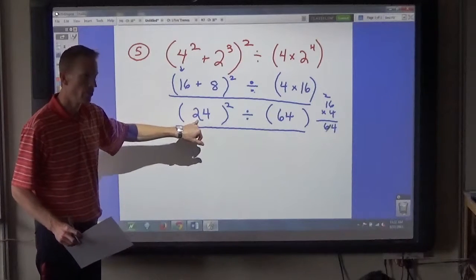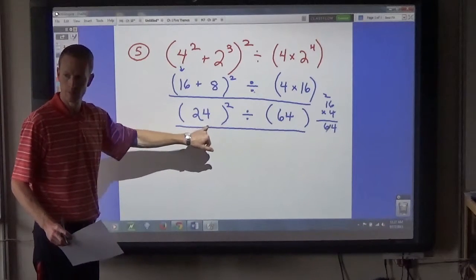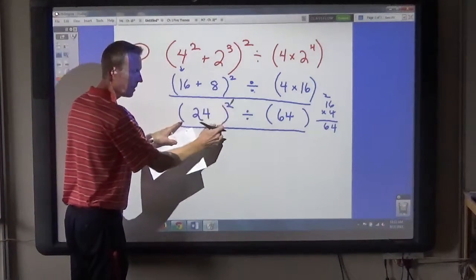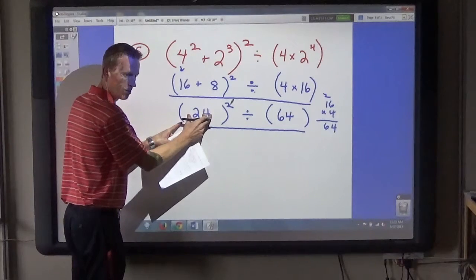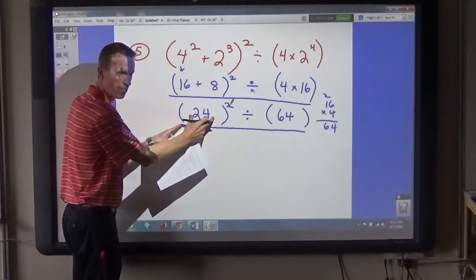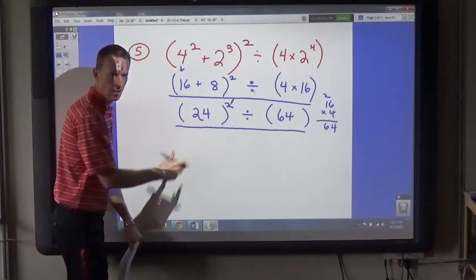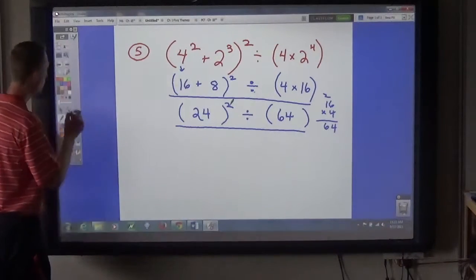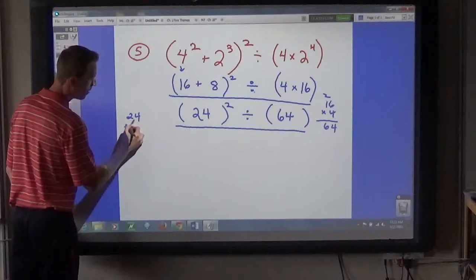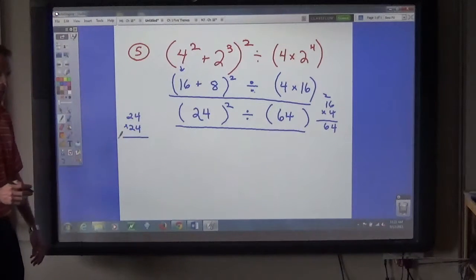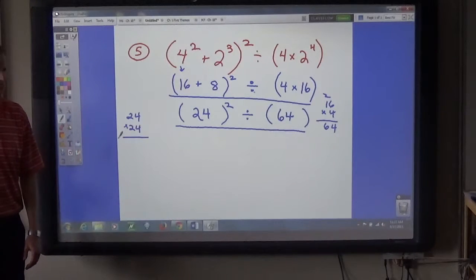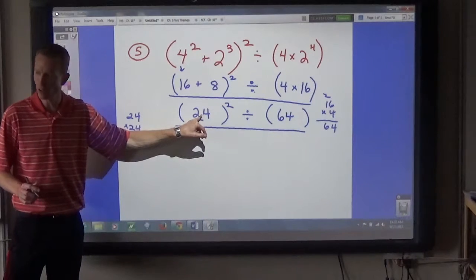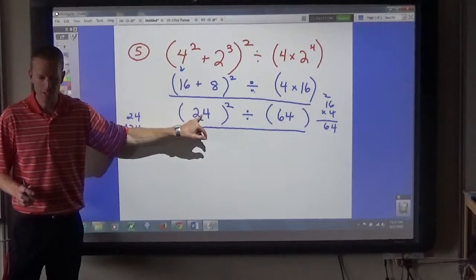Yeah, now we are going to square this number. We have to square this number because the squared sign outside the parentheses means that we have to square, or we have to multiply this number by itself. Okay? We have to square what's inside the parentheses. We have to multiply it by itself. So, again, you probably have to do that calculation on the side. Go ahead and do that. We have to do 24 times 24 because 24 squared means 24 times 24. So do that calculation on the side.